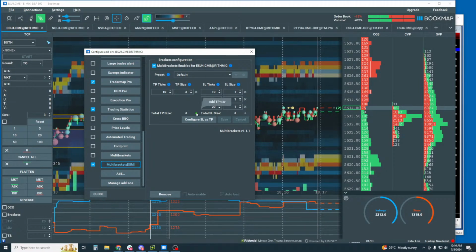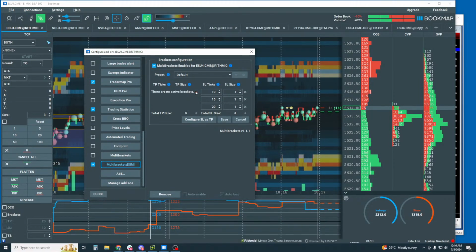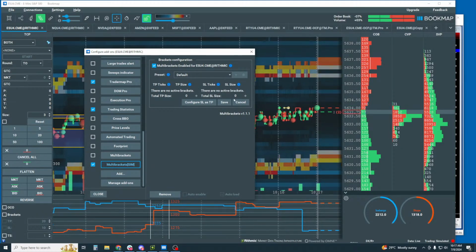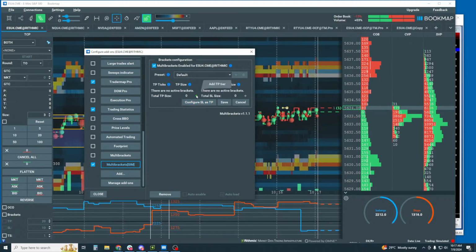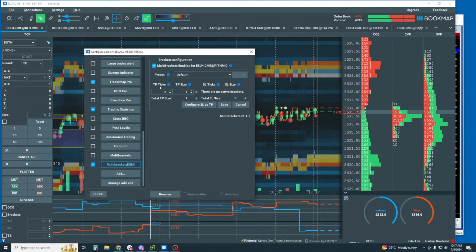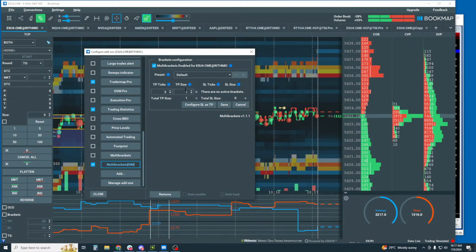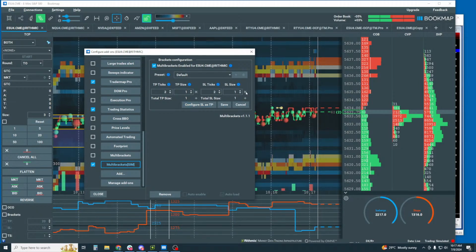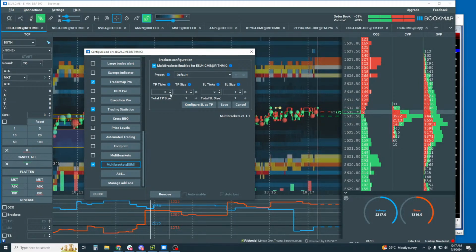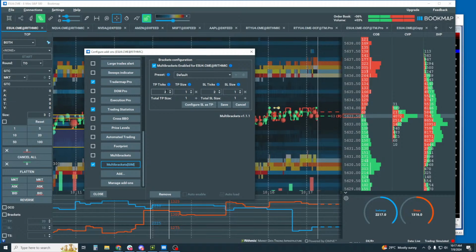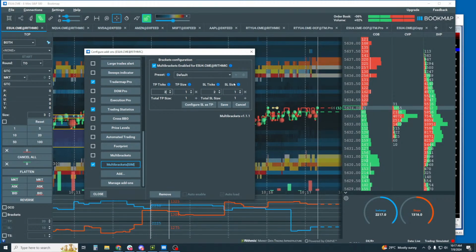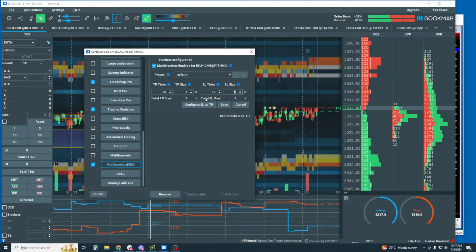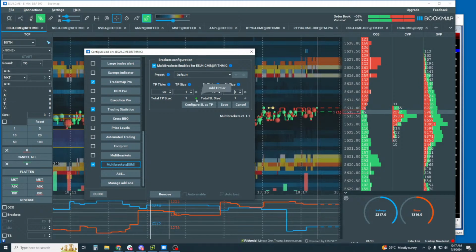Let's just get rid of all of them here, and we'll start afresh. All right, so I'm going to add a take profit here in ticks, and then the size. And then we're going to add another one here to match it on the other side, right? So we're going to put in take profit of 20, and then the size of 1, stop loss of 10, and then let's add another one.